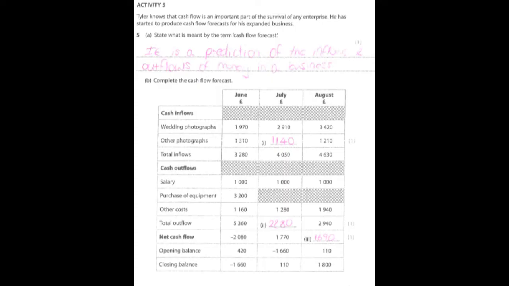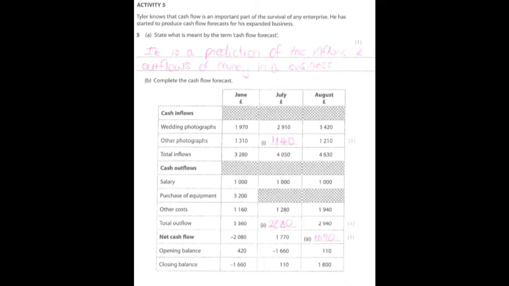Now, the total outflows is really simple. You know, to work out total outflows, you just need to add your outflows together. You've got £1,000 in his salary. Remember, a salary is a fixed cost, unlike a wage, which does change. And you've got other costs. If you add them together, you get £2,280, and it's as simple as that.